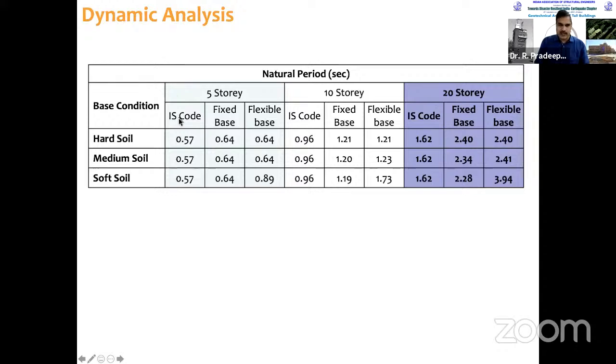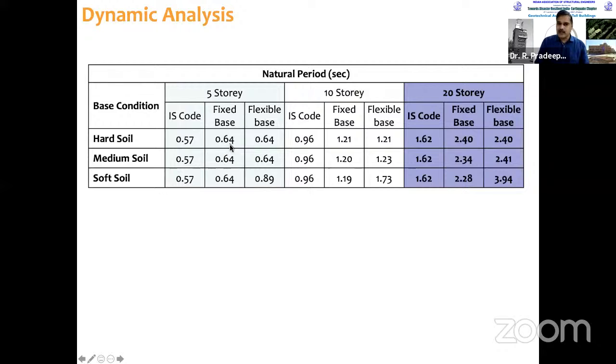Anyway, let's look at that. For the 5-story building, this is the change in natural period. Using the IS code empirical expression on hard soil, we get 0.57. When it is fixed base, with dynamic or modal analysis, we get 0.64. Flexible base also gives 0.64, not much change here. You can see this for the 5-story building.